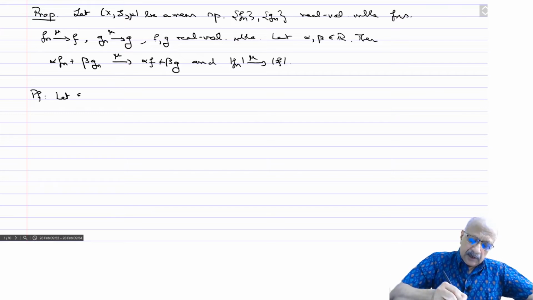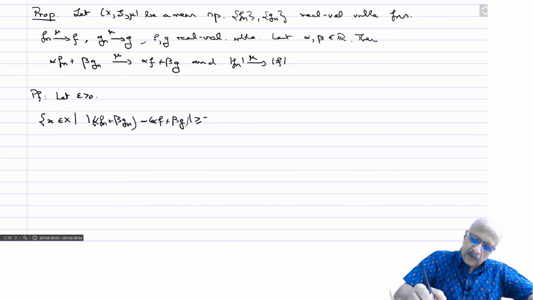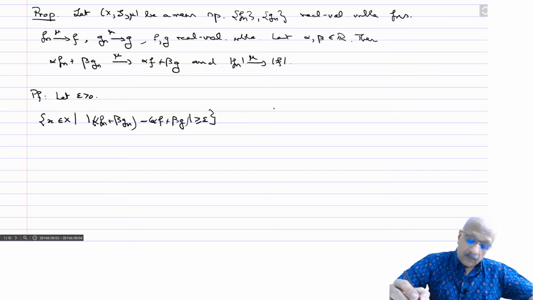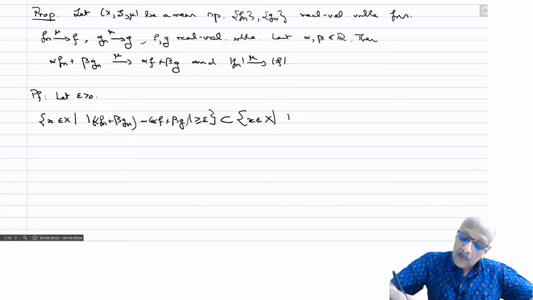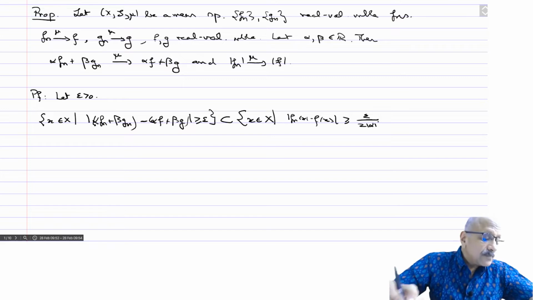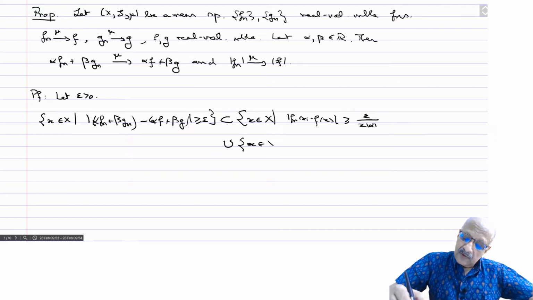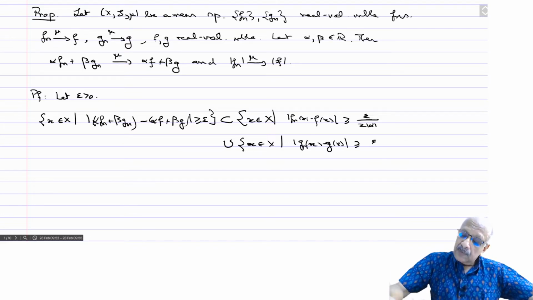So let epsilon be greater than 0. Then the set of all x in X such that mod of alpha f_n plus beta g_n minus alpha f plus beta g is greater or equal to epsilon is contained, of course, you can easily check this, this is a usual trick which we do, in the set of all x in X such that mod f_n(x) minus f(x) is greater or equal to epsilon by 2 mod alpha, union the set of all x in X such that mod g_n(x) minus g(x) is greater or equal to epsilon by 2 mod beta.